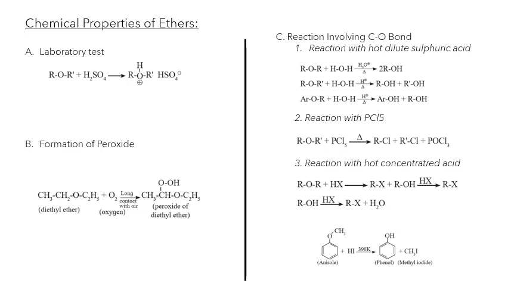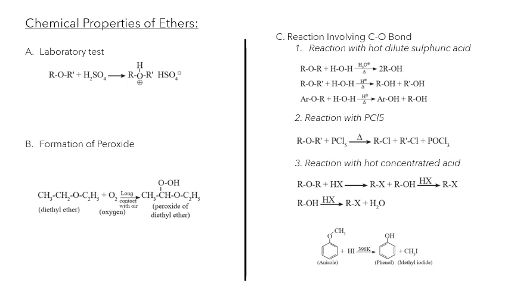Second one, reaction involving alkyl group of ether, that is formation of peroxide. Ethers combine with atmospheric oxygen to form a peroxide. Thus, for example, diethyl ether CH3CH2OC2H5 plus O2 gives CH3CHOOH and OC2H5. All ethers which have been exposed to the atmosphere contain peroxide, and peroxides are hazardous because they decompose violently at higher temperature.